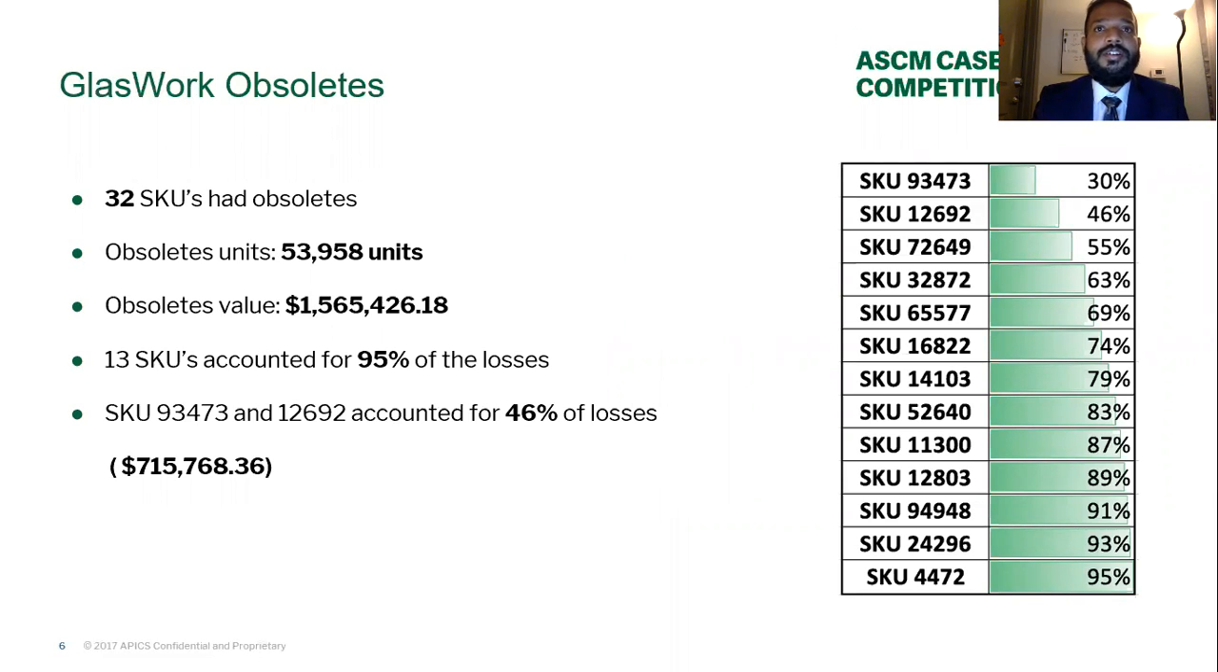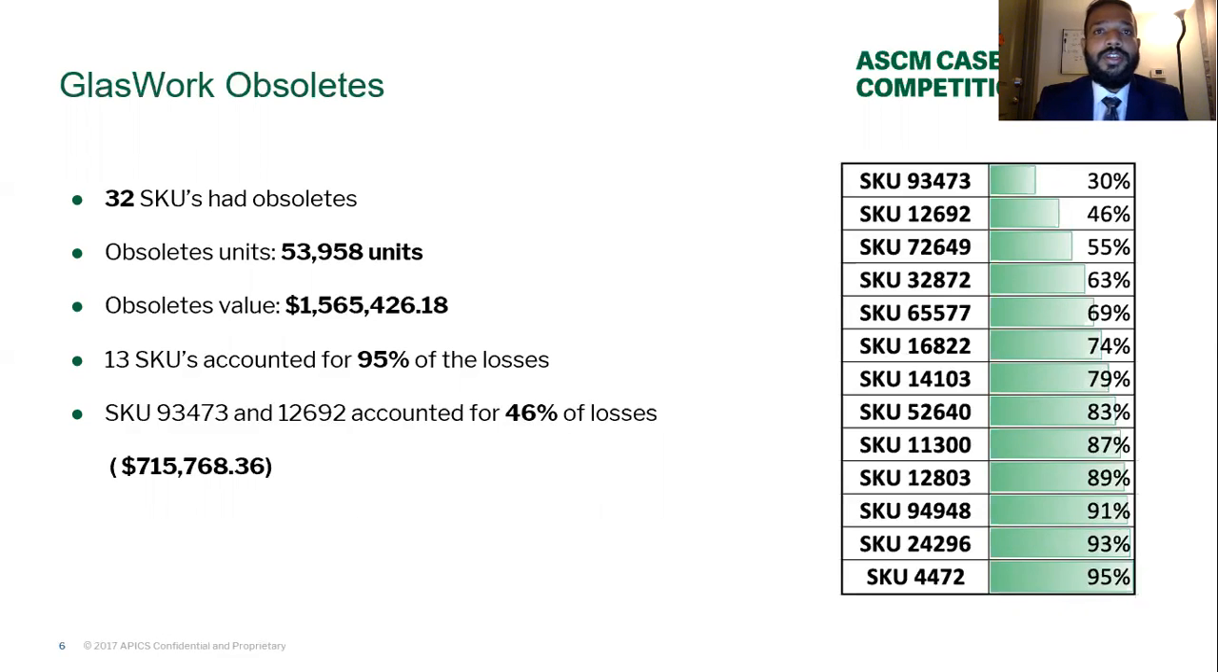After adjusting the order quantity, there were a total of 32 SKUs that had obsoletes. The obsoletes summed up to 54,000 units, which is about 1.5 million in value. The graph on the right shows the accumulation of obsoletes in value. 13 SKUs accounted for 95% of the losses. 2 of the SKUs accounted for 46% of the losses.